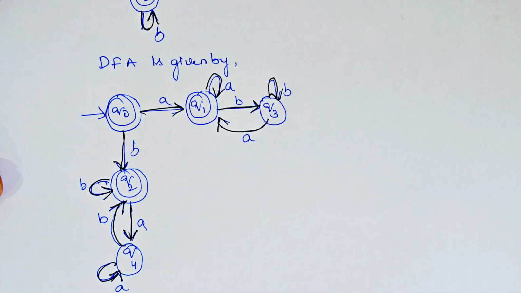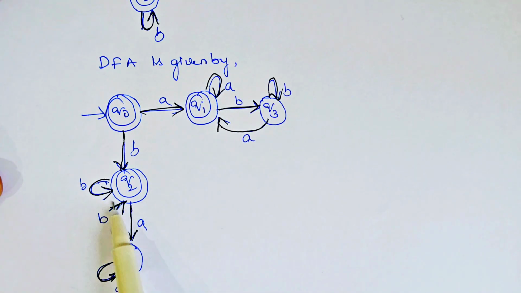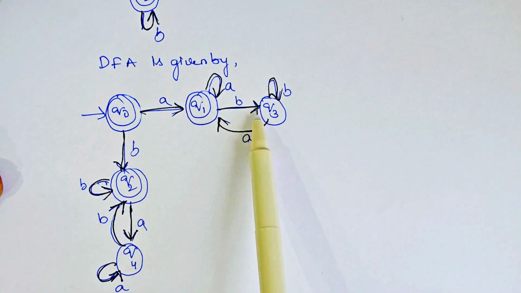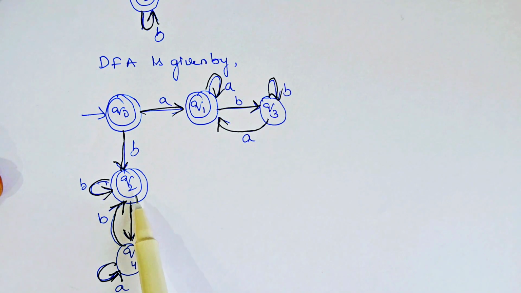In the minimal automata, Q0 on A is completed, Q0 on B is completed, Q1 on A is completed, Q2 on B is completed. Remaining transitions we have to give. So Q1 on B should be connected to any other non-final state which is Q3, and Q2 on A should be connected to any other non-final state which is Q4.